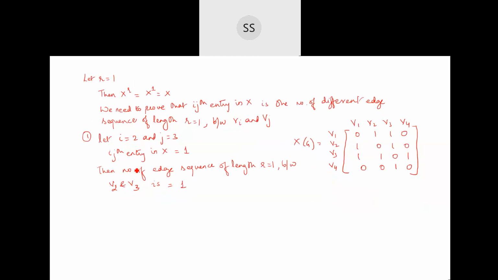It is only the edge B which is proving this condition. That is, the connection between V2 and V3 should be of length 1. It should be of length 1 because my R is 1. So we understand from this adjacency matrix that we have only such a possibility. So length R is equal to 1, that is, with a single edge, how many possibilities are there to connect V2 and V3? We understand from this matrix that there is only one possibility.